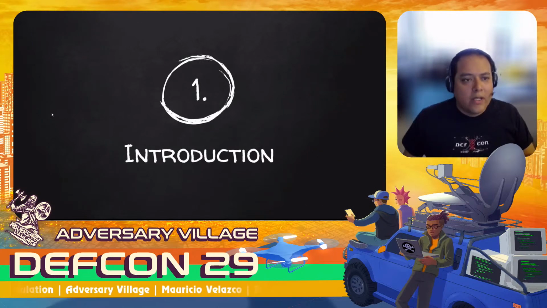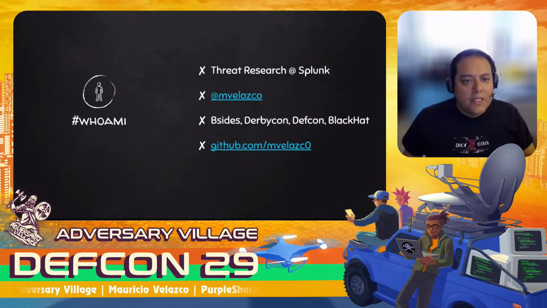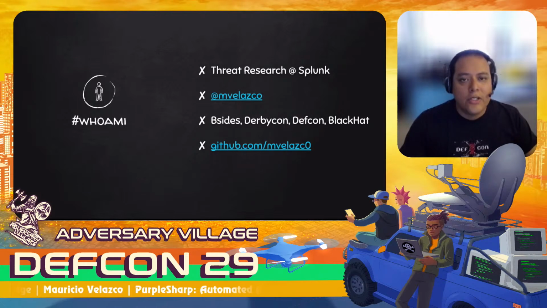So we'll start with a quick introduction. First of all, let me introduce myself. My name is Mauricio Velazco. I'm currently part of Splunk's threat research team. Before that, I used to be part of a blue team. I used to run the threat management team, or the detection team, for a Fortune 500 organization. Did that for a few years, and before that, I was a pen tester.